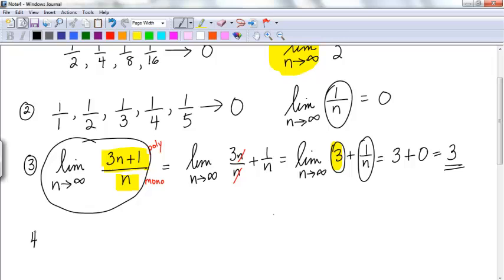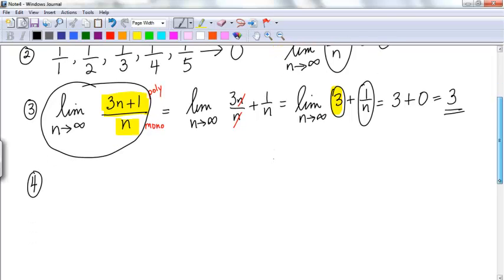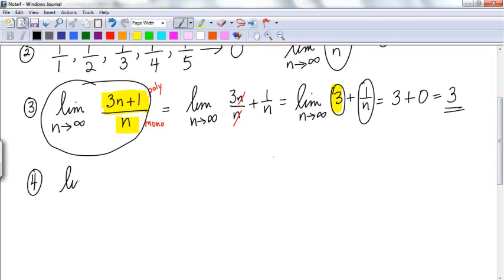Now let's do a polynomial over a polynomial. Say you have the limit of 4n squared plus n over 2n squared plus 1 as n approaches infinity.